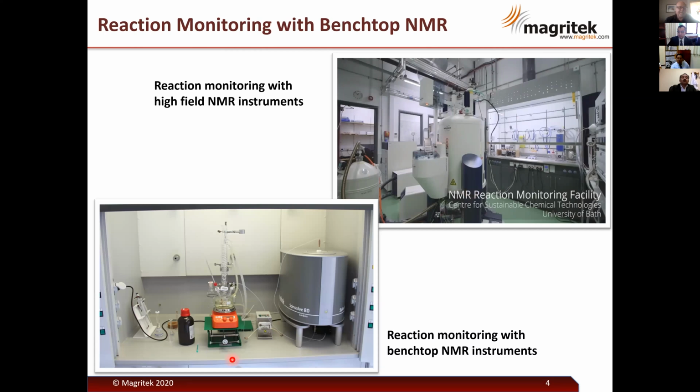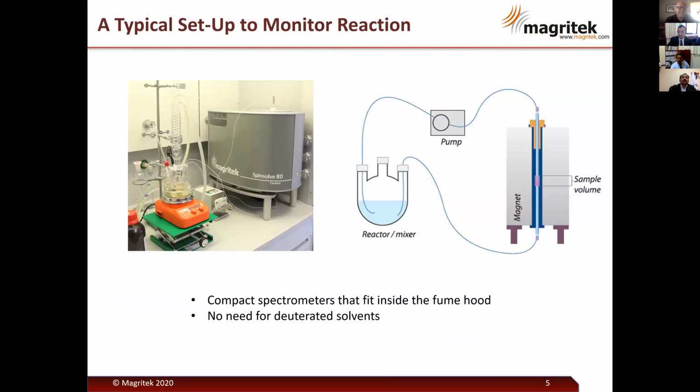So this is a typical setup to monitor the reaction using the benchtop NMR. On the left-hand side, that's a real-life picture of the system inside the fume hood next to the reaction flask. And on the right-hand side, this is a schematic of the setup. So we have the reactor or reaction flask, and the reaction mixture is transferred into the spectrometer using PTFE tubing. Inside the spectrometer, there's a flow cell where the sample can be analyzed, and the sample is pumped in a closed loop using a peristaltic pump.